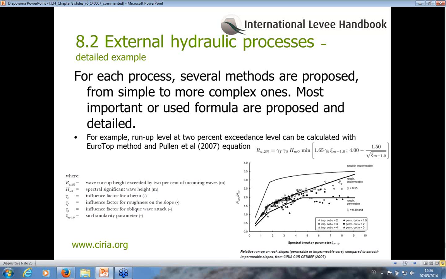In scour paragraphs, methods to evaluate scour in river channel with geometry and river geomorphology are detailed, but the case of scour at beaches and waves effects are also treated.